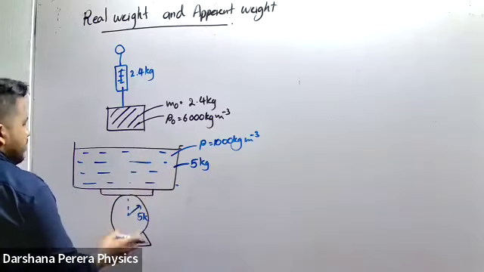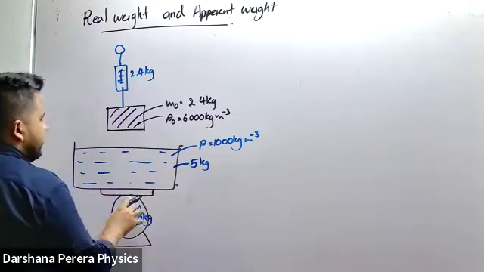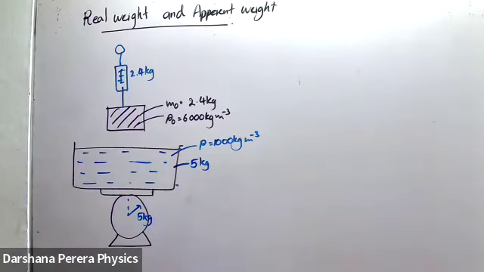Then what happens? This spring scale reading gets reduced, and then this one gets increased, right? So you have to find that. Okay, find out the two readings of the scales.